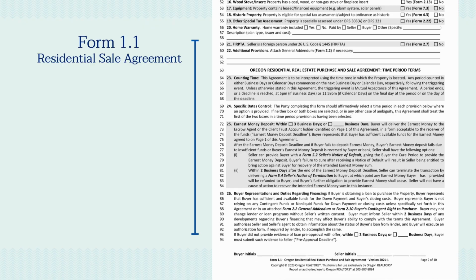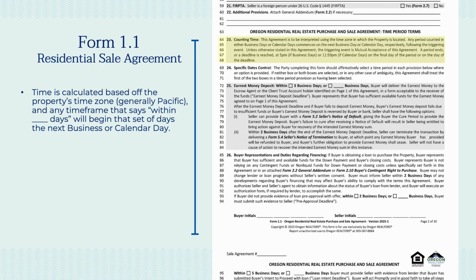Within the timeframes section, we begin with a provision called counting time. This is sort of a general explanation of timeframes. It explains that time is calculated based on the property's time zone. This will generally be Pacific zone, but there are some parts of Oregon that are on mountain time, specifically in Malheur County. So just be aware where the property is, its time zone, that decides the timing of your contracts. When it says 5 p.m., we mean 5 p.m. in the time zone of the property's location.